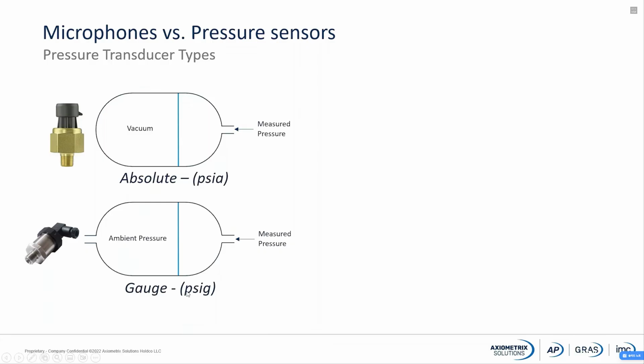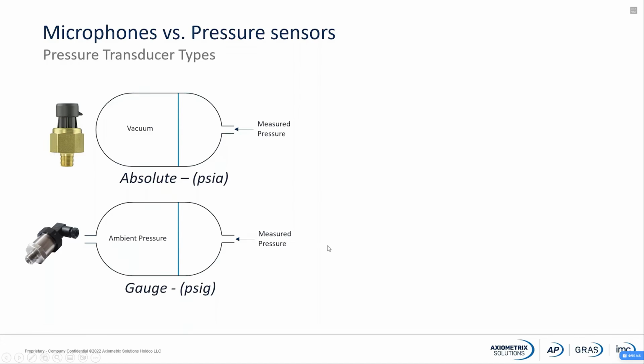Then we have a gauge measurement, which is the ambient pressure on one side and the measured pressure on the other side. So there we take in the ambient pressure, and that could be, for example, the barometric pressure at surface level, which means 1 atmosphere's pressure. And then we compare with the measured pressure on the other side.